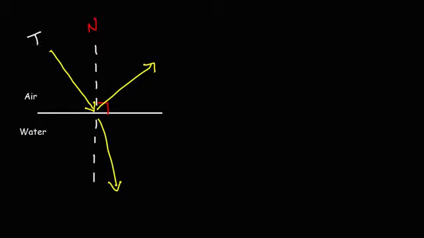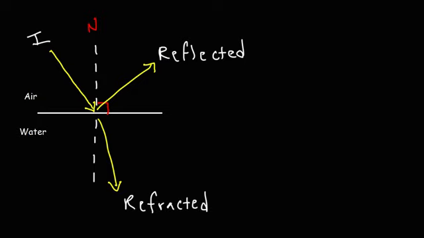This is known as the incident ray. This is the reflected ray. And the one on the bottom is the refracted ray. The angle of incidence is the angle between the incident ray and the normal line. So let's say that's 45 degrees.